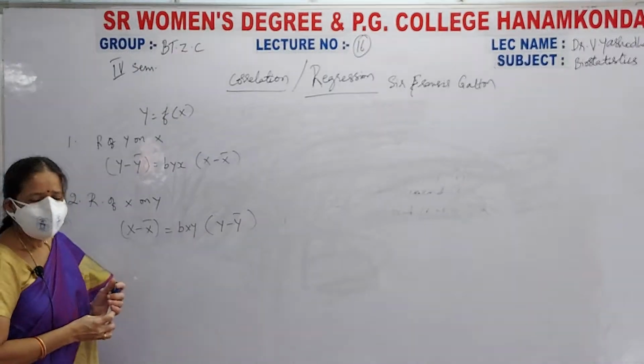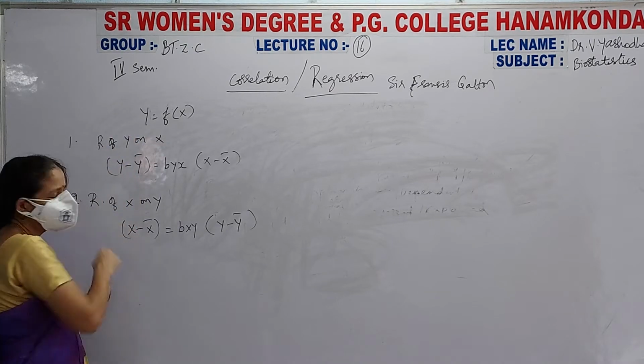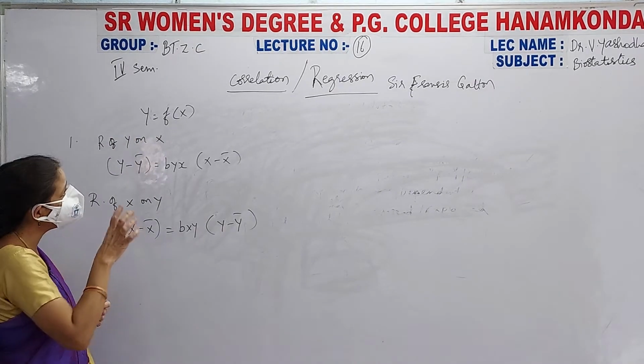Is it okay? Now this is your mathematical formula. These two are the algebraic formulas for the calculation of your regression.